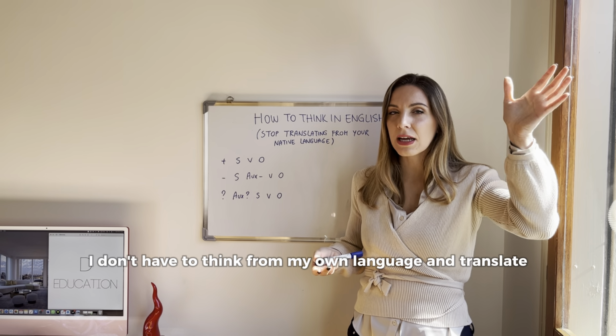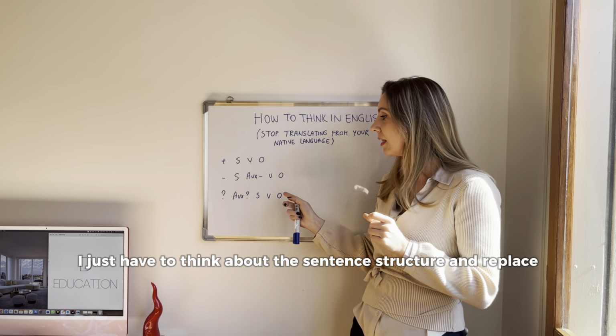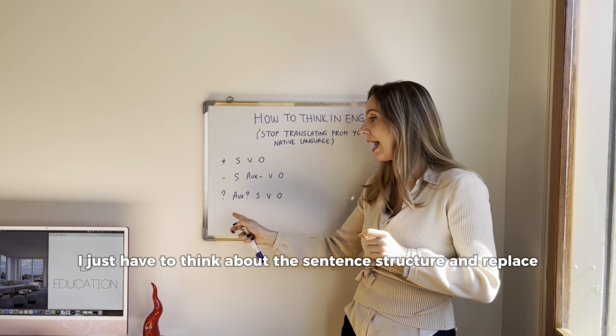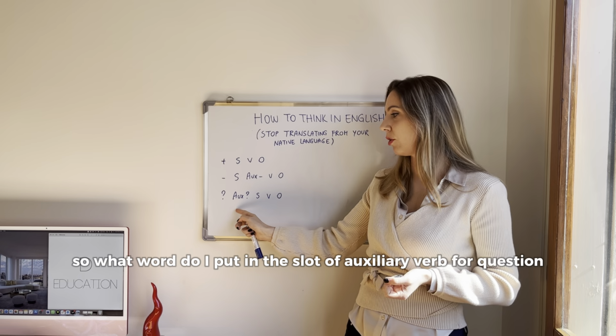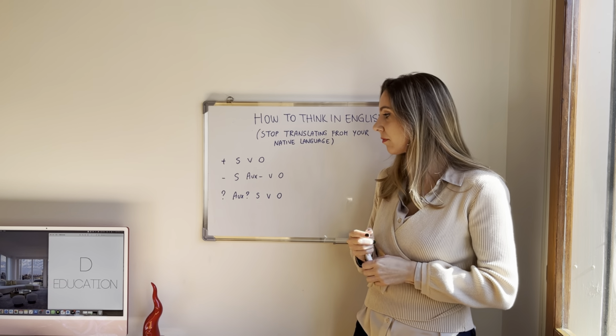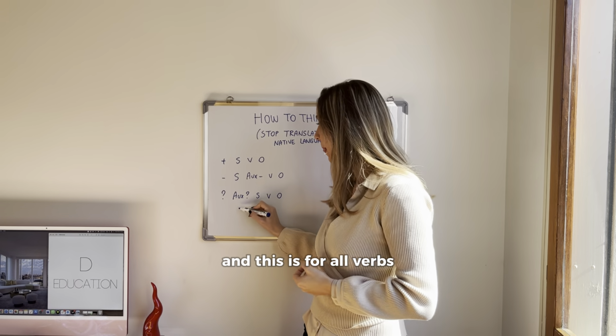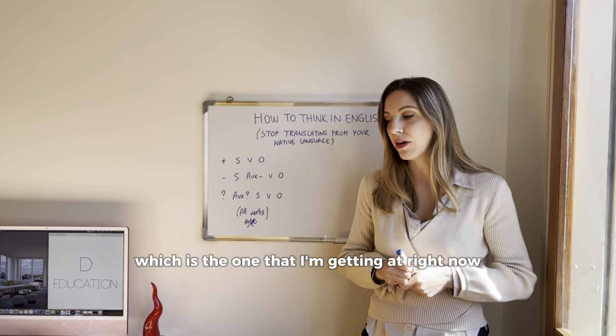I don't have to think from my own language and translate this in English. I just have to think about the sentence structure and replace. So what word do I put in the slot of auxiliary verb for question? What for subject, what for verb, what for object? And this is for all verbs, except for the verb to be, which is the one that I'm getting at right now. Okay, so here we go.